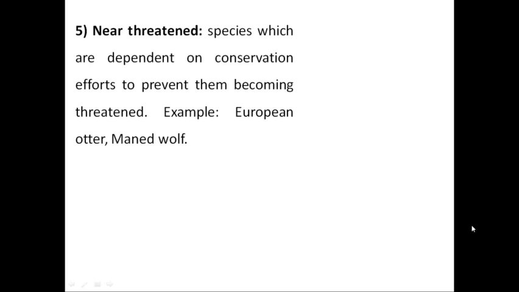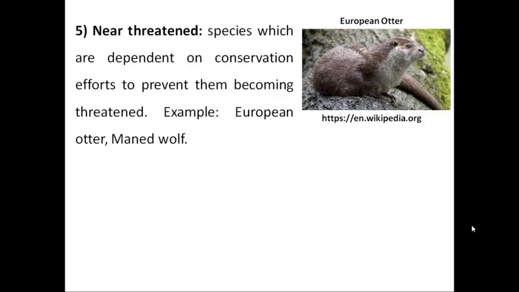Another species category is near threatened, the species which are dependent on conservation efforts to prevent them from becoming threatened. Although they are not endangered or vulnerable at present, they depend on the conservation efforts which can prevent them from becoming threatened. The example of the near threatened category is the European otter. This is an image of the European otter. This has been categorized as a near threatened species.